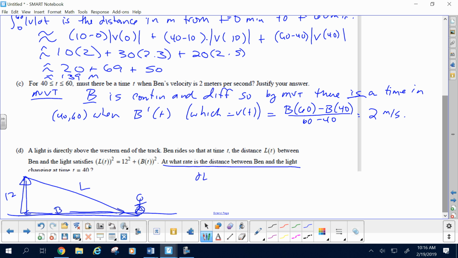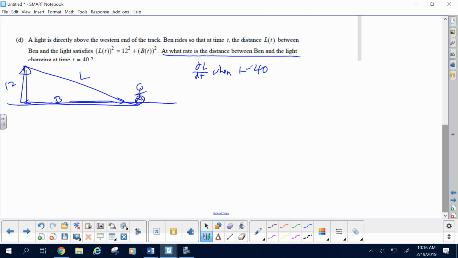They want the L prime. Rate of change means take a derivative. So at the very least, I hope you took a derivative with respect to time.